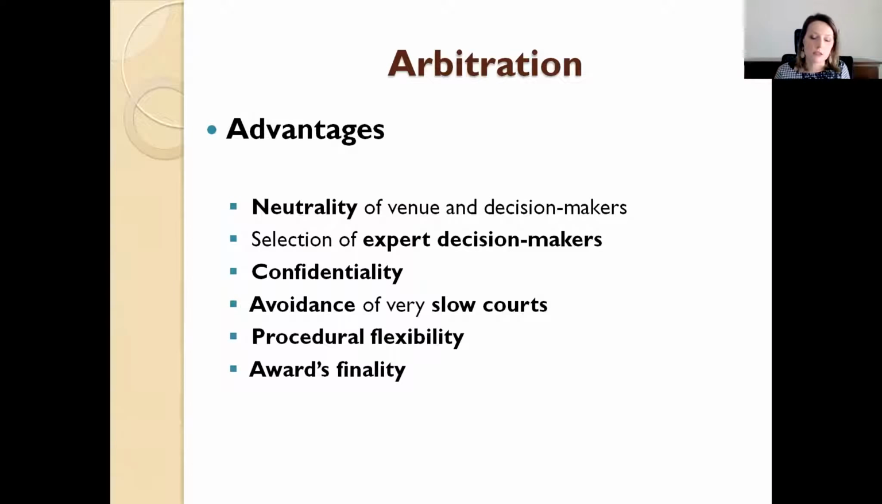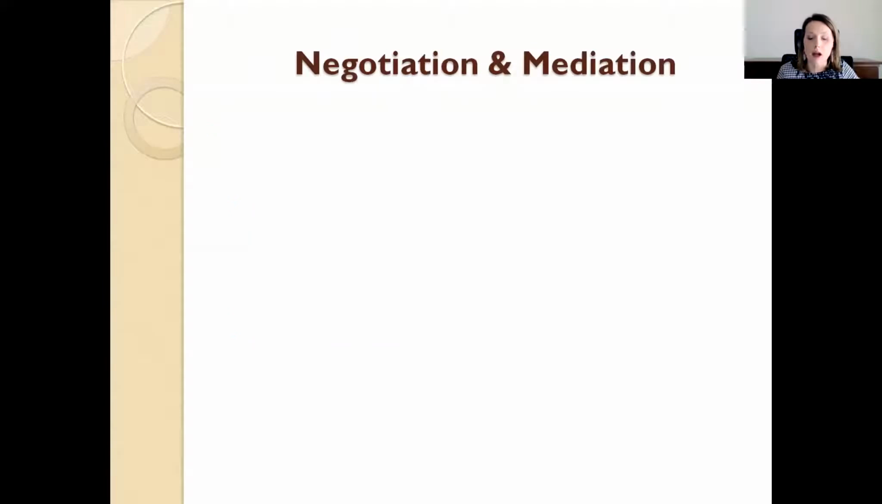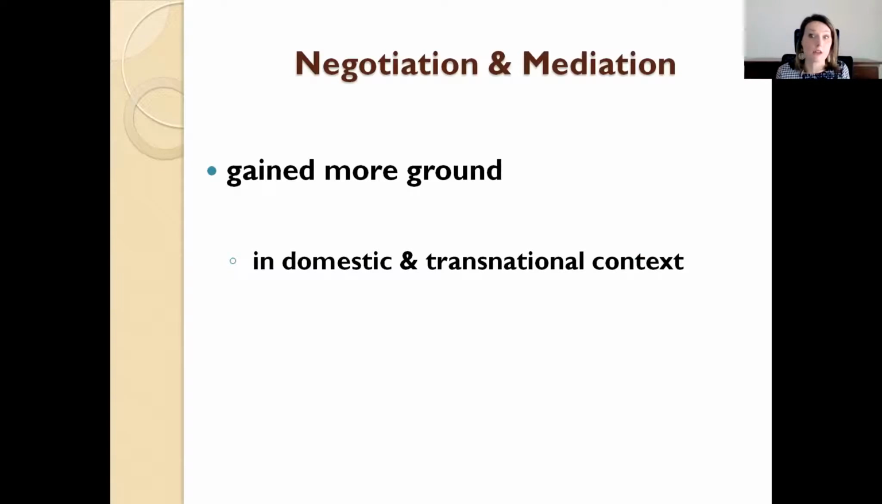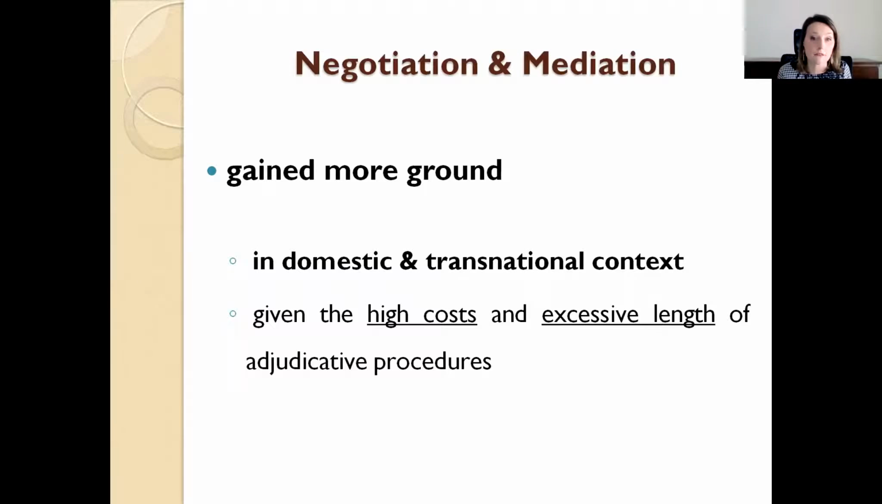However, other non-adjudicative mechanisms have increasingly gained more ground in domestic and transnational contexts, namely negotiation and mediation. The rise of these two means of dispute resolution, and especially the rise of mediation, is largely attributable to the high cost and excessive length of adjudicative procedures, whether court litigation or arbitration. As we have highlighted during this course, mediation is radically different from arbitration and adjudication in court, because the aim of mediation is to reach a settlement and not to culminate in an imposed decision, whether award or judgment.